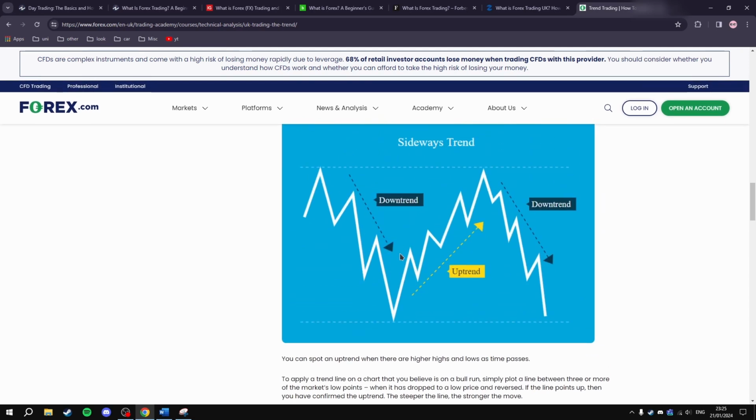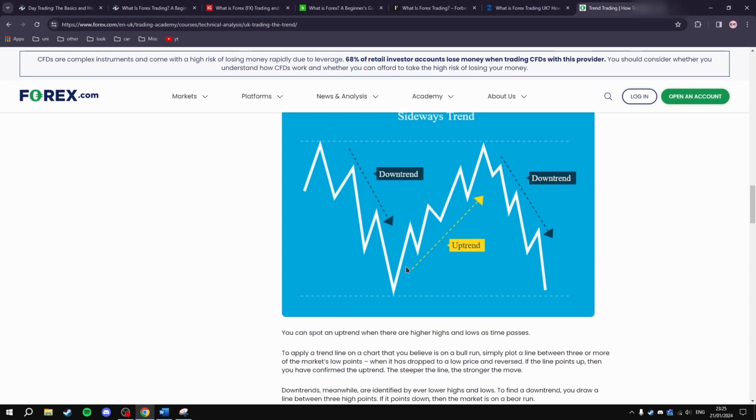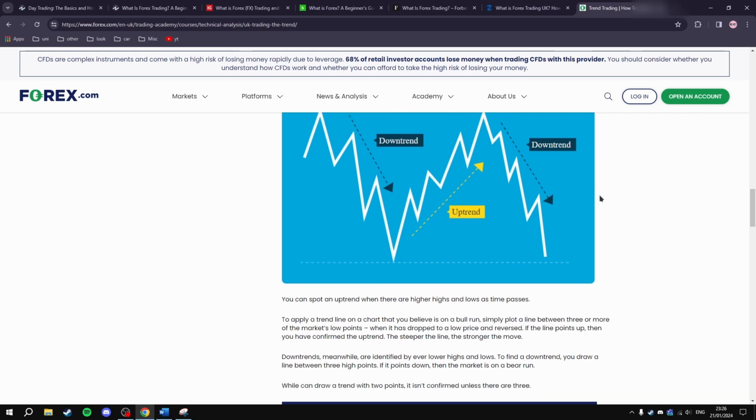So, plot a line between 3 or more of the market's low points. 1, 2, 3. When it has dropped to a low price and reversed, if the line points up, then you have confirmed the uptrend. The steeper the line, the stronger the move.